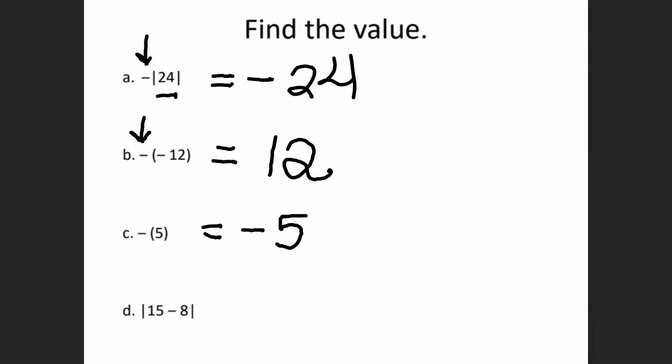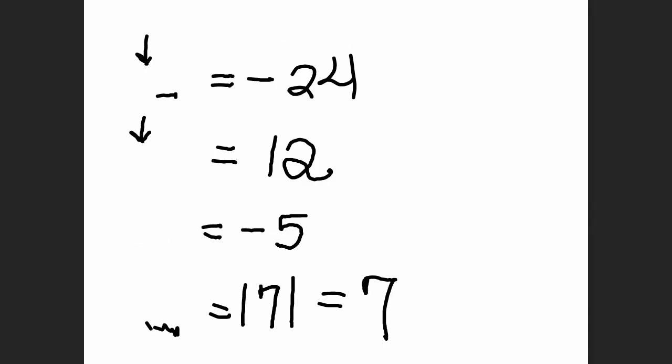Now this one is a little different. You actually have to do what's inside the bars. 15 minus 8 is 7, and they're bars. The absolute value of 7 is the positive 7. Okay. Now, hopefully, if you have any questions, you can always let me know via email, and I'm more than willing to explain it to you.